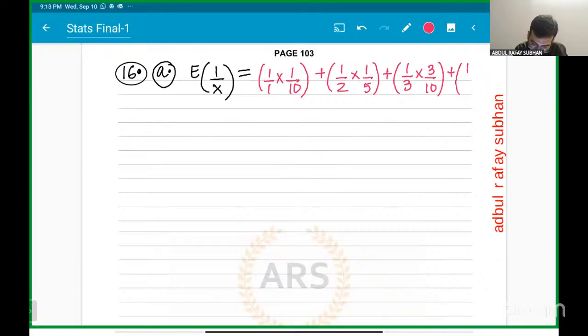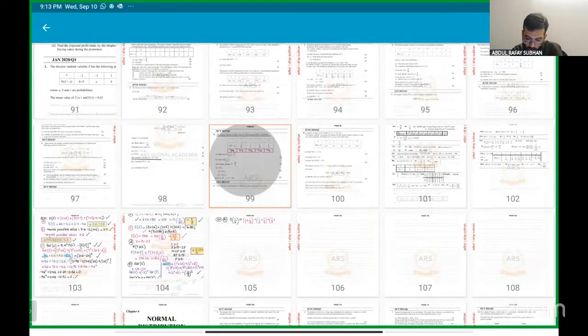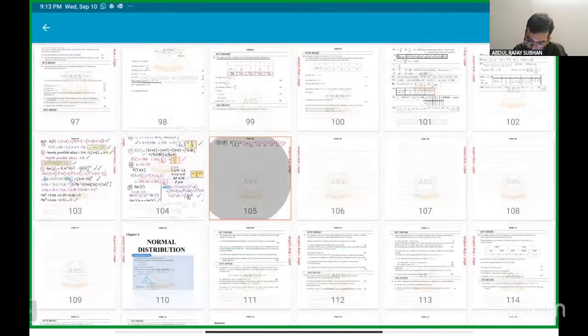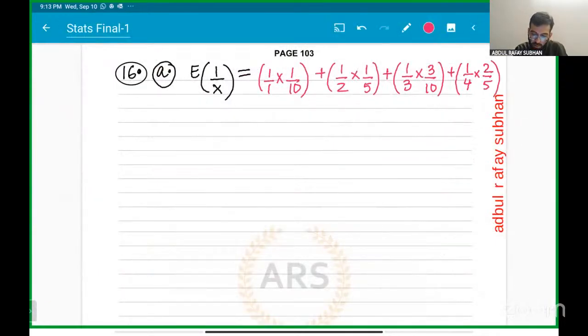And then the last one, 1 over 4 into the last one will be 2 over 5. That will be the case here. Here we go. Just multiply, add all of them up in the calculator, and you get the answer, which matches. This will be the mean of 1 over X. So 1 over 10 plus 1 over 10 plus 1 over 10 plus 2 over 20. So 2 over 5. The answer is coming 2 over 5 or 0.4.